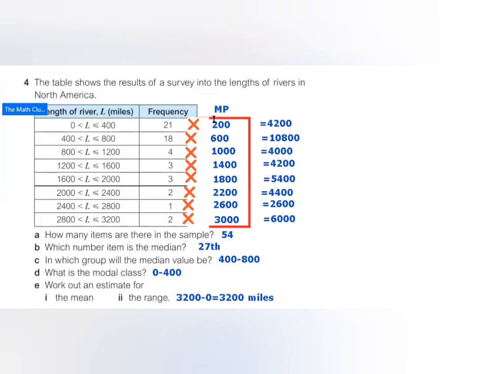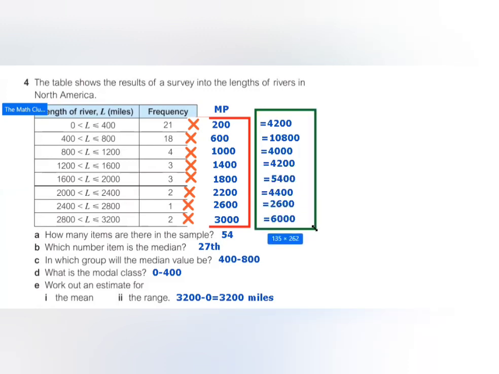First thing we did, we found the midpoints for the whole classes. How do we find the midpoints? By adding these two numbers and taking the answer and dividing by 2. This is the idea of finding the midpoint. You have to follow the same rule. Add, divide by 2. You'll get all the midpoints. After you get the midpoints, you multiply each midpoint with the frequency next to it.